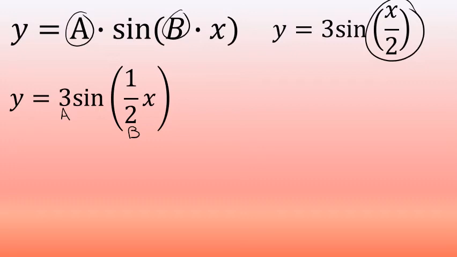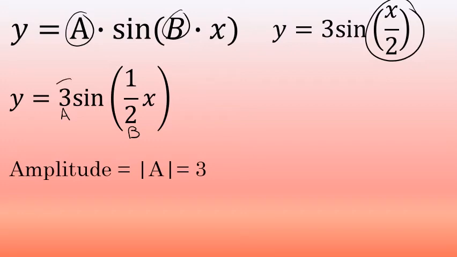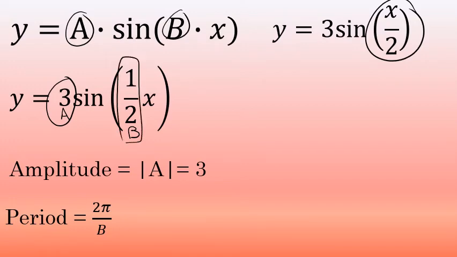When drawing the graph of a sine curve, you want to first identify the amplitude and fundamental period before drawing the graph. The amplitude, the absolute value of a, is 3. The absolute value of 3 is just 3. How about the fundamental period? Well, remember the formula for the period is 2 pi over b. In this case, the value of b is 1/2, so this becomes 2 pi over 1/2. 2 divided by 1/2 is 4, and so the fundamental period is 4 pi.